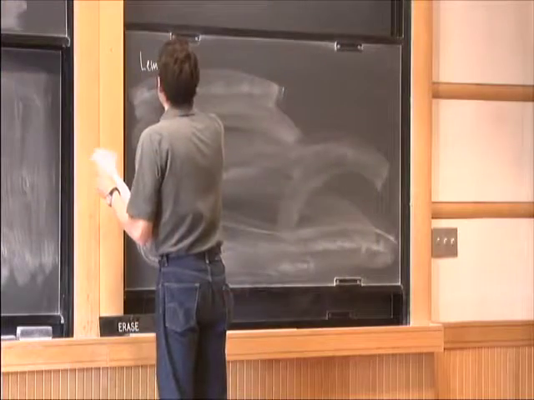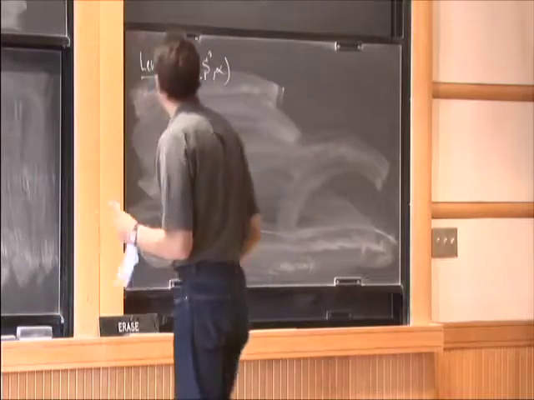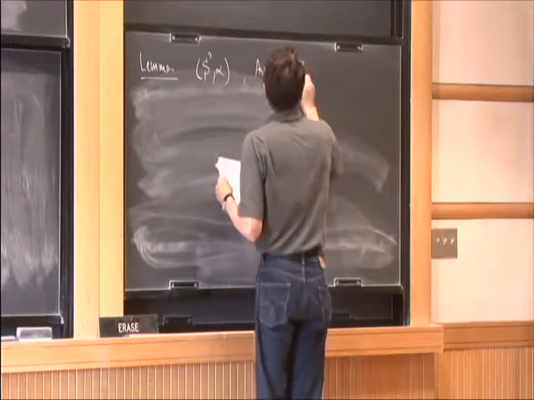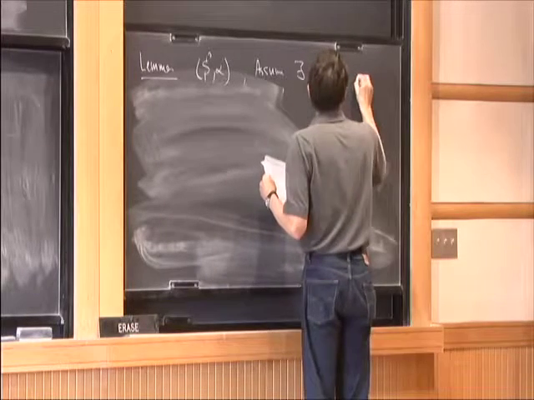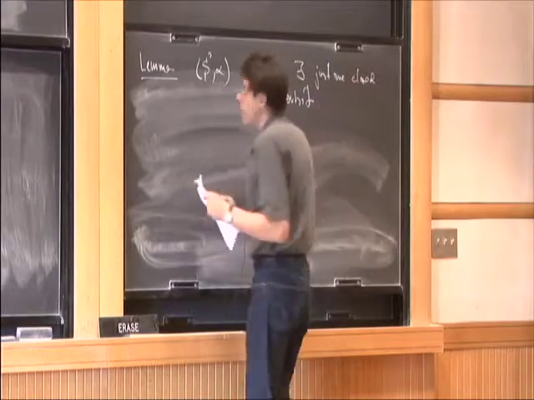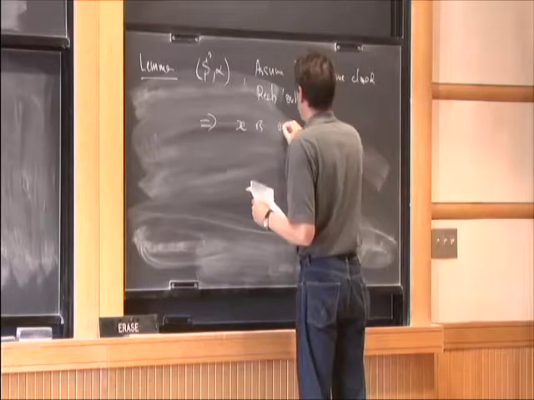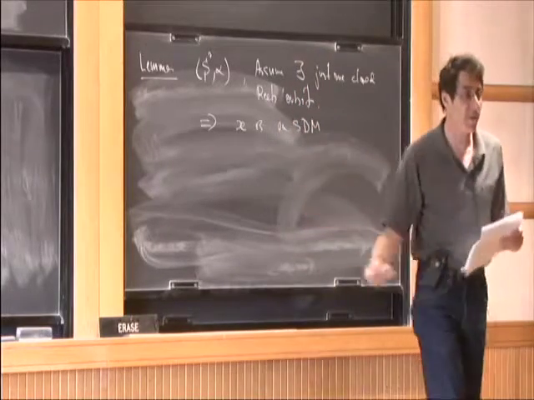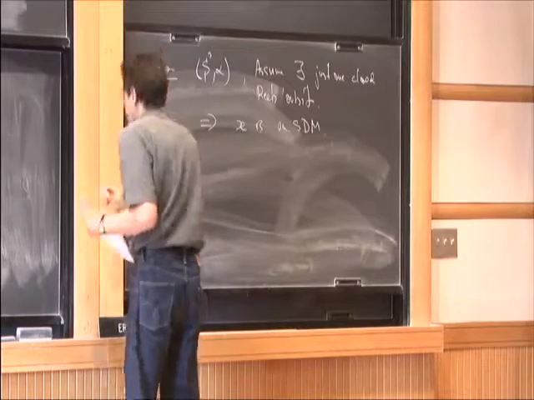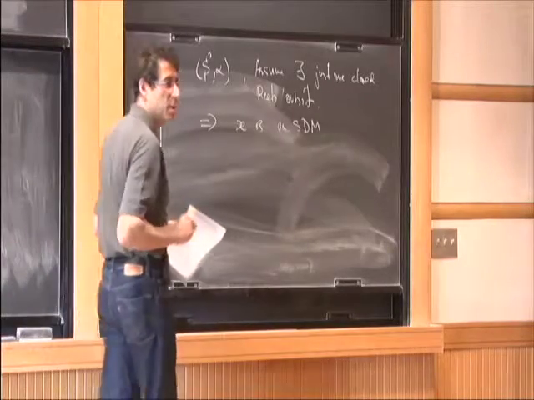let's state the following lemma. Let S^3 with alpha be as in the theorem, and let's assume there is just one closed Reeb orbit. Then x is an SDM. And by that, I mean the return map of x is a symplectically degenerate maximum. And this is the only part in this argument where we need the manifold to be three-dimensional, where we need the sphere to be three-dimensional.